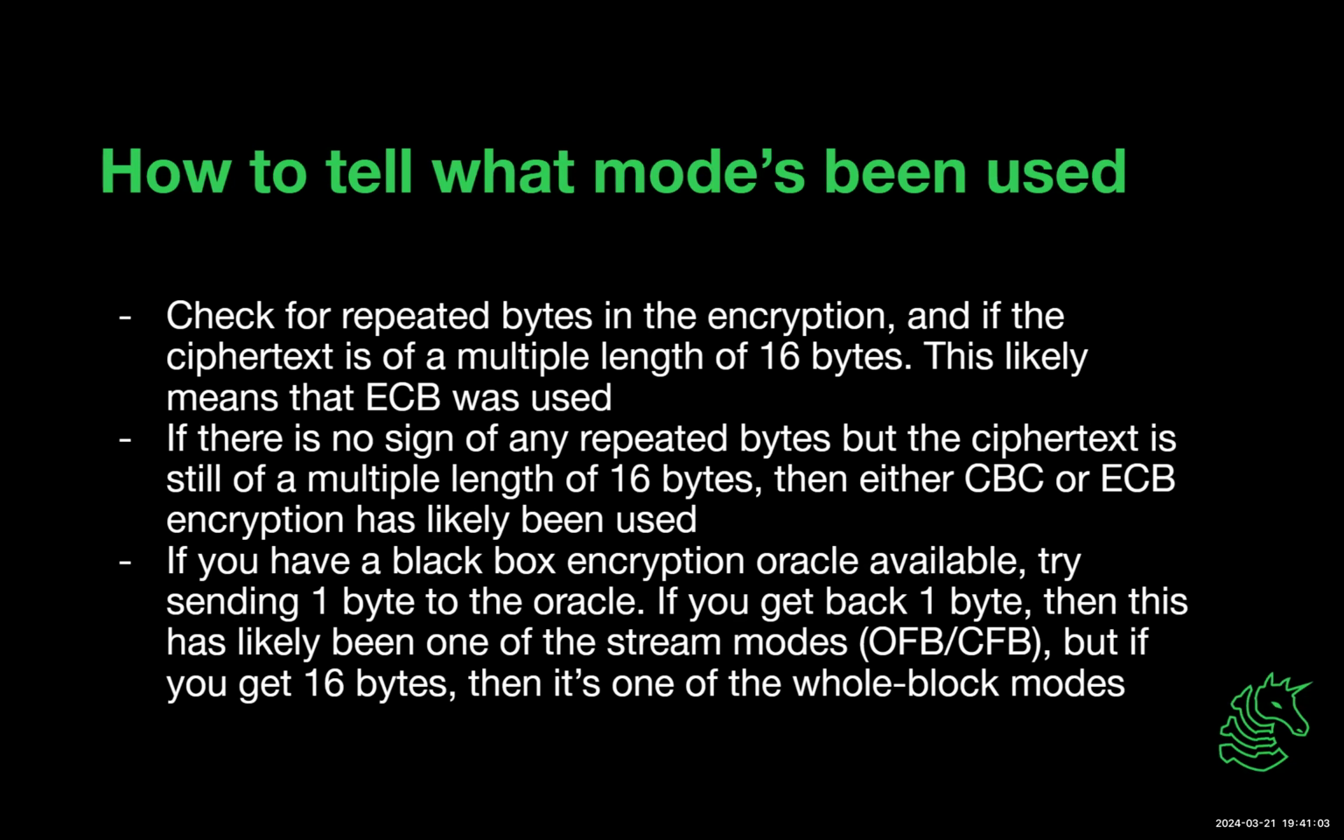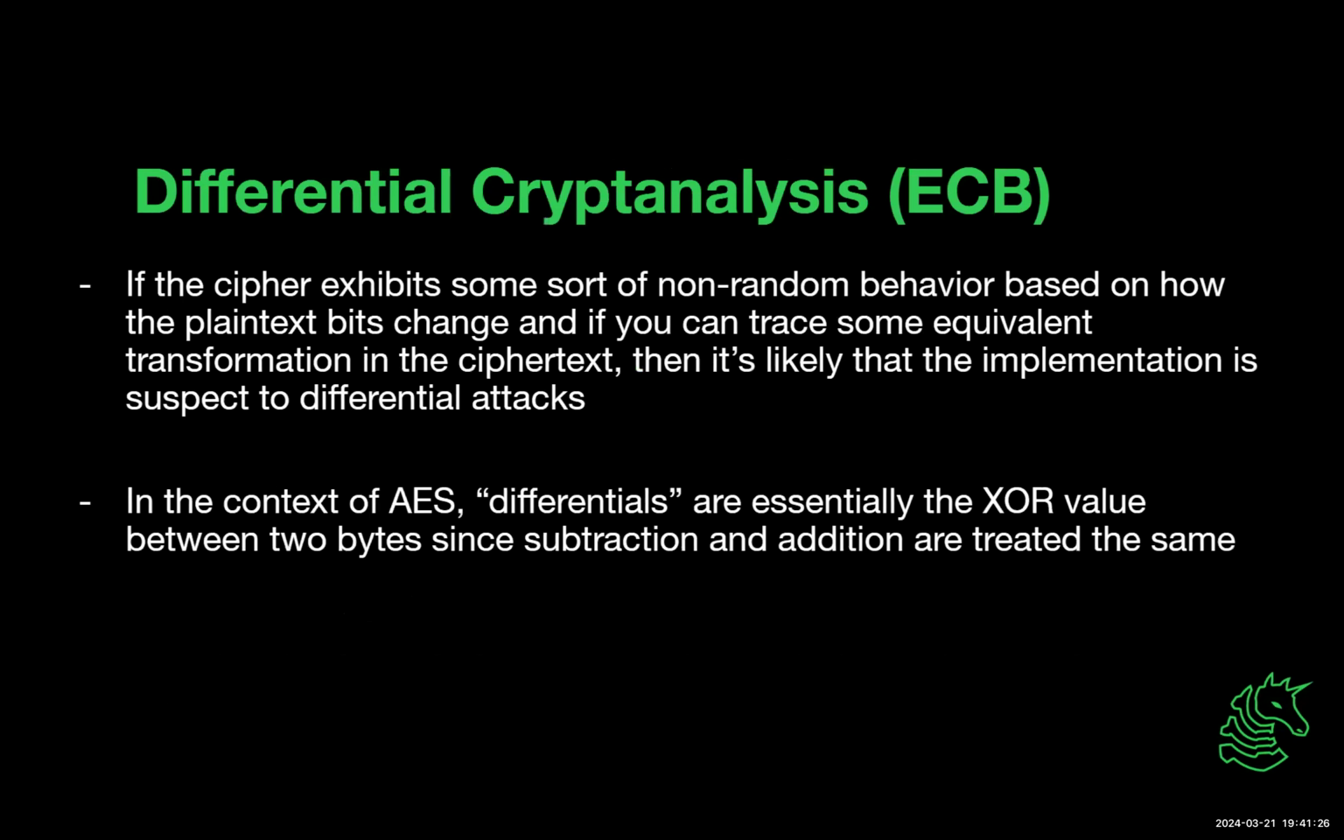So if you get back 1 byte, that's probably been an OFB encryption, which is a stream-based protocol. Again, stream is byte to byte. But if you get back a whole 16 bytes, that means that there was padding involved. There have been exact block to block encryptions. That means one of the whole block modes has been used, like CBC or ECB. So that's one way you're able to tell, which could be used in one of the challenges.